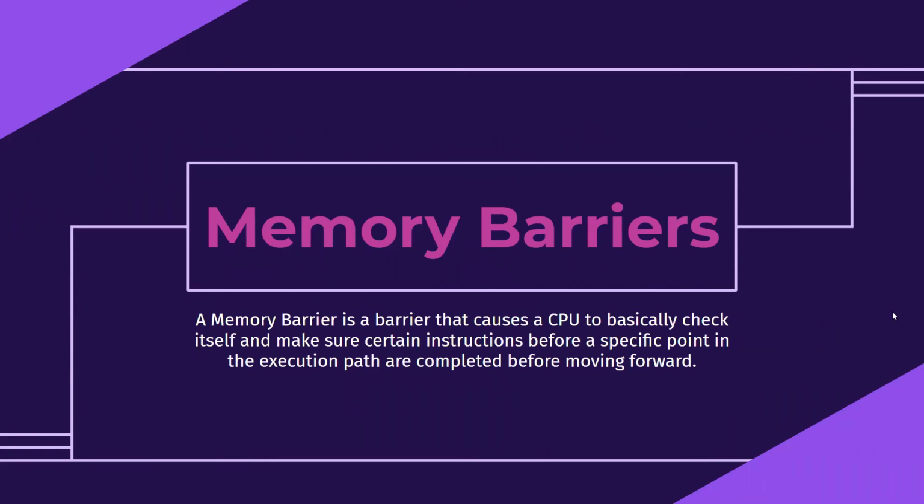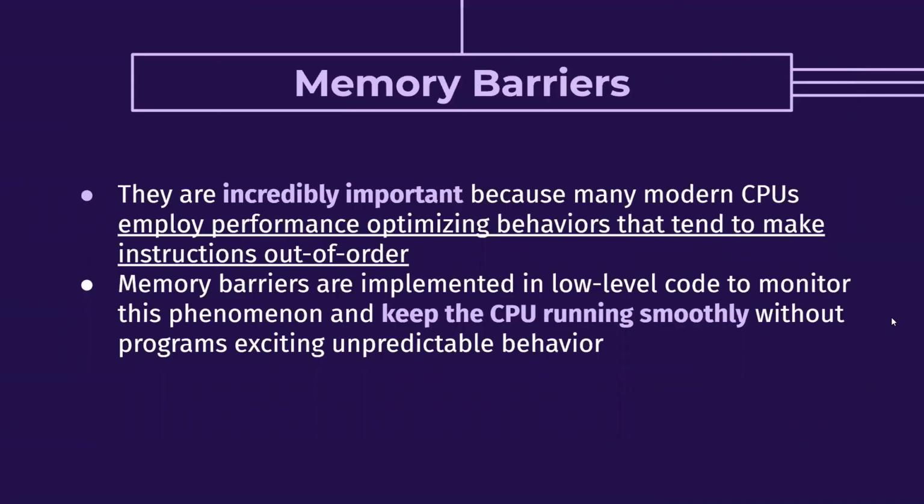So we've seen that reordering is a pretty big issue, and the main tactic that companies like Intel and AMD use to fight this is called memory barriers. A memory barrier is basically a component of the CPU that has it check itself, and it ensures that instructions before the barrier are finished performing before it moves on to complete the instructions after the memory barrier. These barriers are incredibly important because they help modern CPUs employ performance optimizations while at the same time protecting them from the unpredictable behaviors that can happen from the reordering. This keeps the CPU running smoothly and happens at the low-level part of the code.